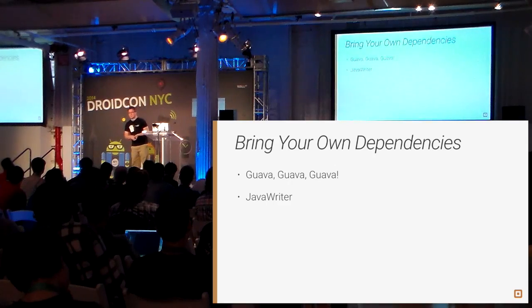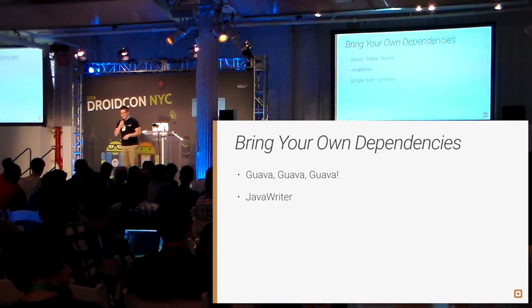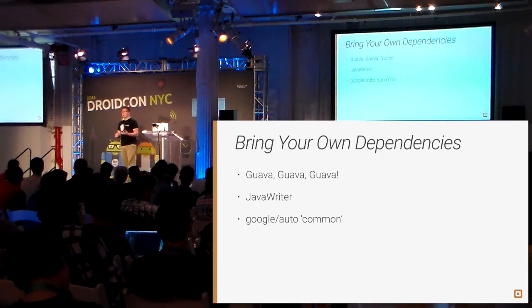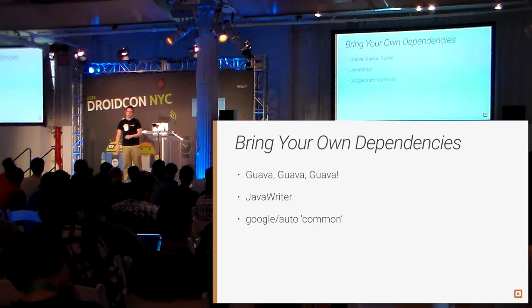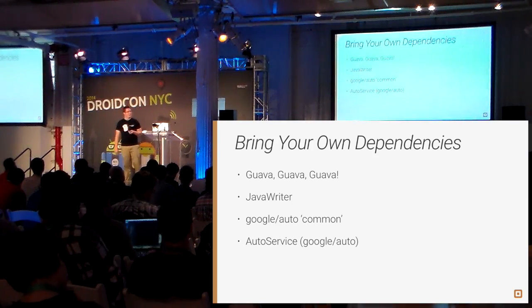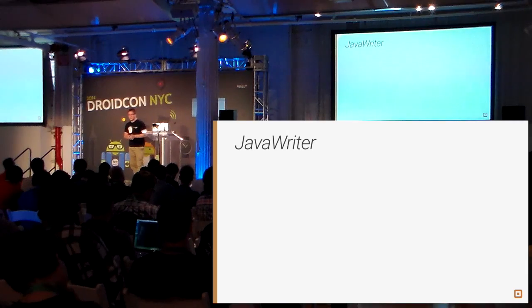There's one called JavaWriter, which I'm going to go through. This is a way through which you can generate source files much more easily than doing something like StringBuilder. In the repository of AutoValue, which is by Google, there's actually 2 other processors. There's about to be 3. And there's also a common module which includes helpers for writing annotation processors that handle some of the more complex things for you. And one of those others is called AutoService, which I'm going to cover. Let's talk about JavaWriter first.